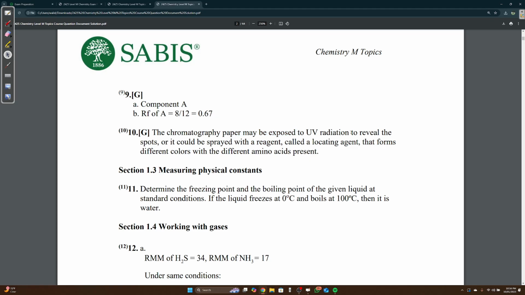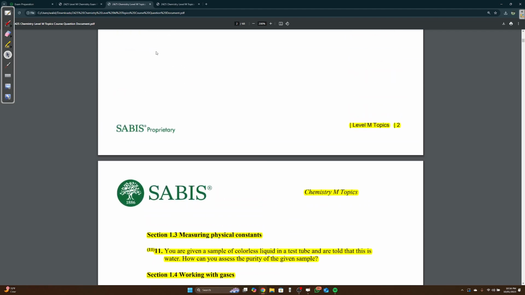So the chromatography paper may be exposed to UV radiation to reveal the spots, or it could be sprayed with a locating agent. So either you use radiation to locate it, or you use any other locating agent that forms different colors. You memorize this, huh?